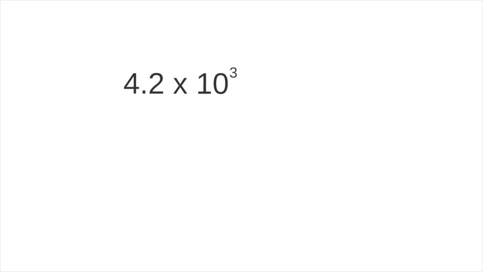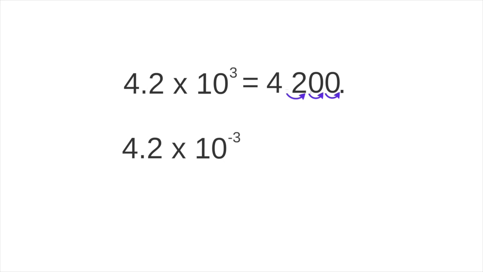Here are more examples. 4.2 times 10 to the third is written in exponential notation. For decimal notation, you look at the exponent on the base 10 and move the decimal three spaces to the right. That gives 4,200. In 4.2 times 10 to the negative third, the negative exponent indicates the need to move the decimal three spaces to the left. Remember, negative exponents are not negative numbers, but simply mean that we move the decimal to the left on the number in front of the power of 10.